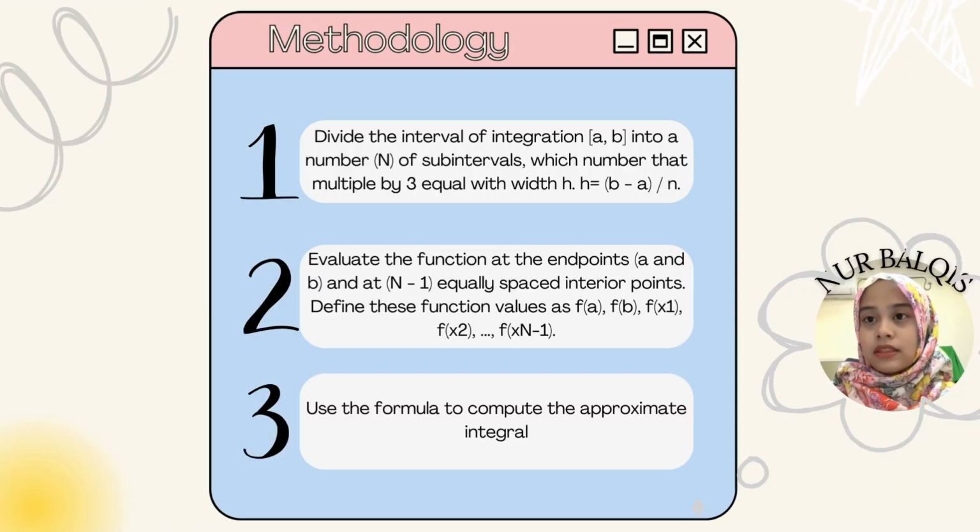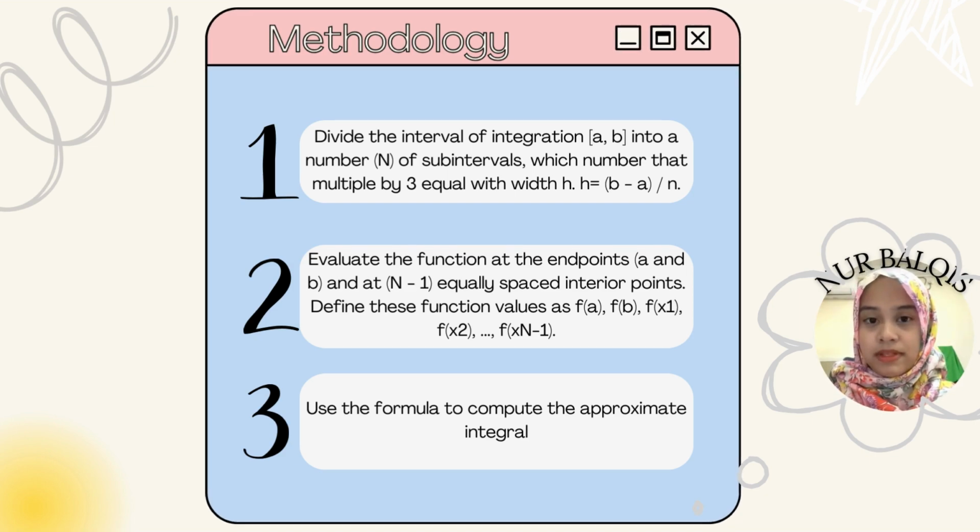The methodology of implementing Simpson's 3/8 rule is divided into three steps. First, divide the interval of integration a to b into a number of subintervals n, which multiplied by 3 equals the width h. So the equation of the width is h equals (b minus a) over n. Secondly, evaluate the function at the endpoints a and b and at n minus 1 equally spaced interior points. Define these function values as f(a), f(b), f(x1), f(x2) until f(xn-1). And finally, use the formula to compute the approximate integral.